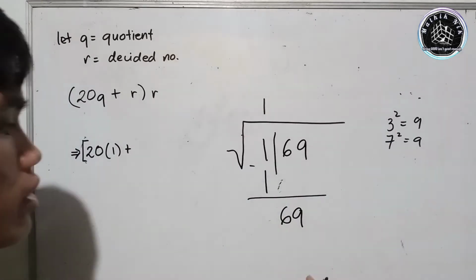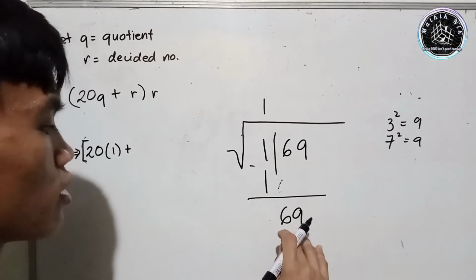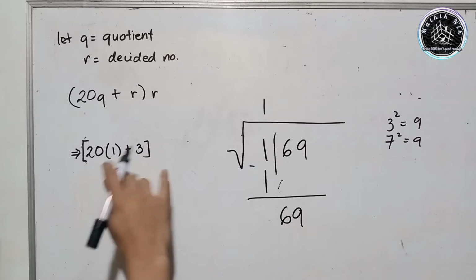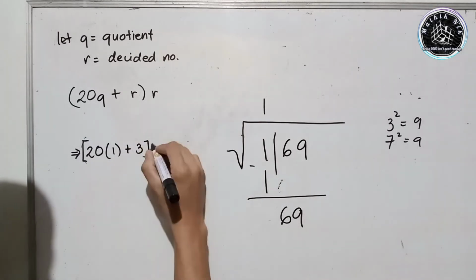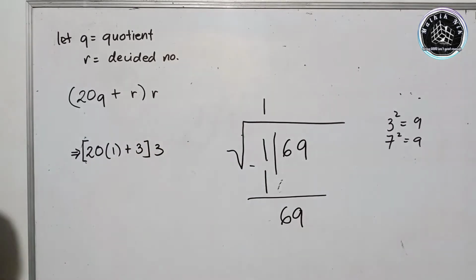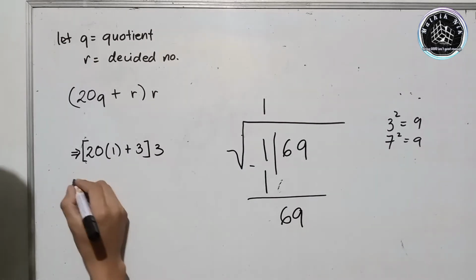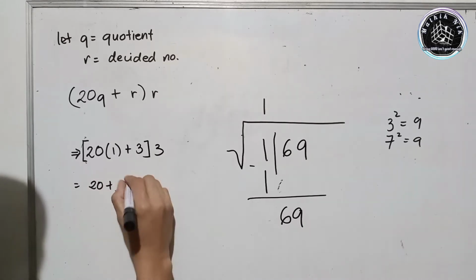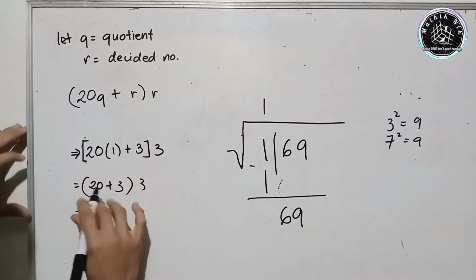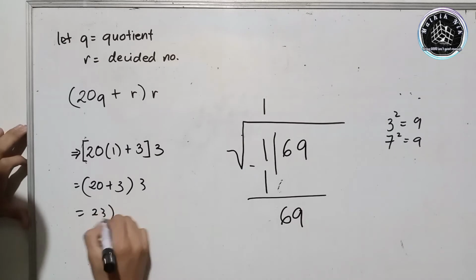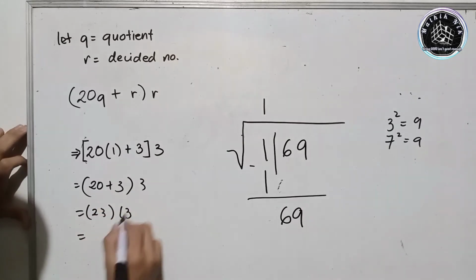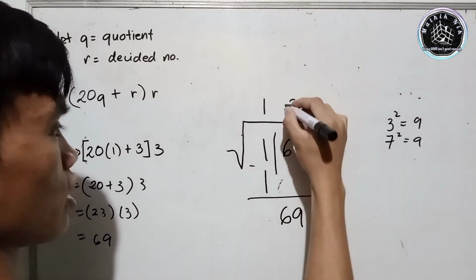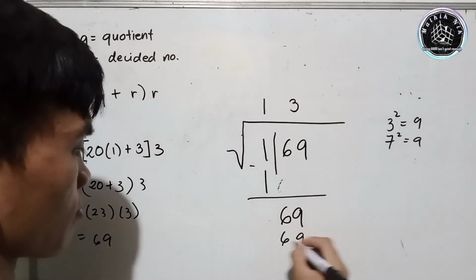So, let's see if it will become 69 if we put 3 in the formula. So, 3, and also 3 here. First thing is to solve in the bracket. So, it is equal to 20 times 1 is 20 plus 3 is 23, times 3 is 69. So, the answer here is 3 and 69.